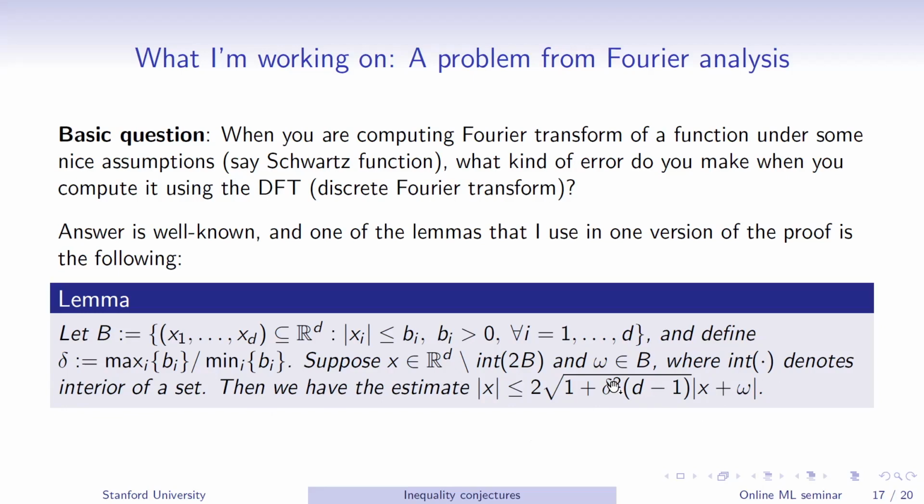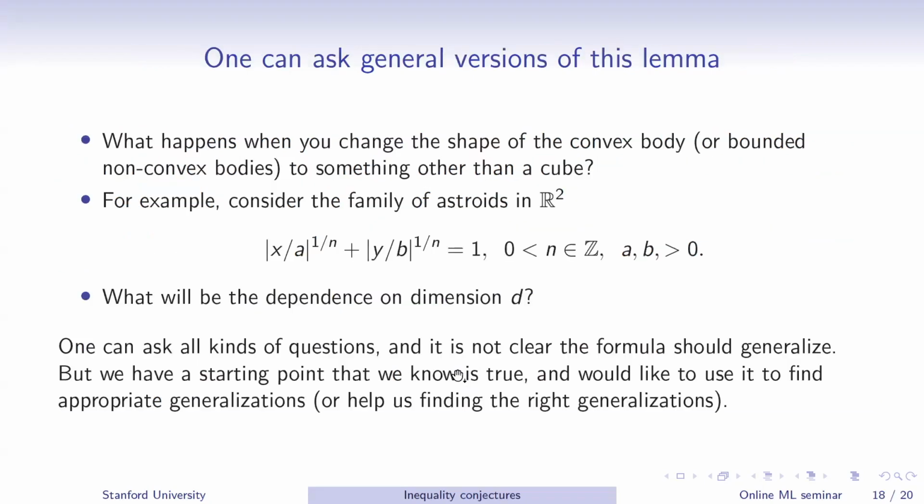Okay. So there are lots of moving pieces in this result. For example, you have this strict condition on B. This is the kind of general version of this lemma that I was trying to generalize, and I'm interested in this. So instead of taking this nice convex body, which is like a cube, what if I take something other than a cube? For example, consider a specific family of asteroids which live in, let's say, R^2, but you can do this in R^d also. This is what the general form of asteroids looks like.